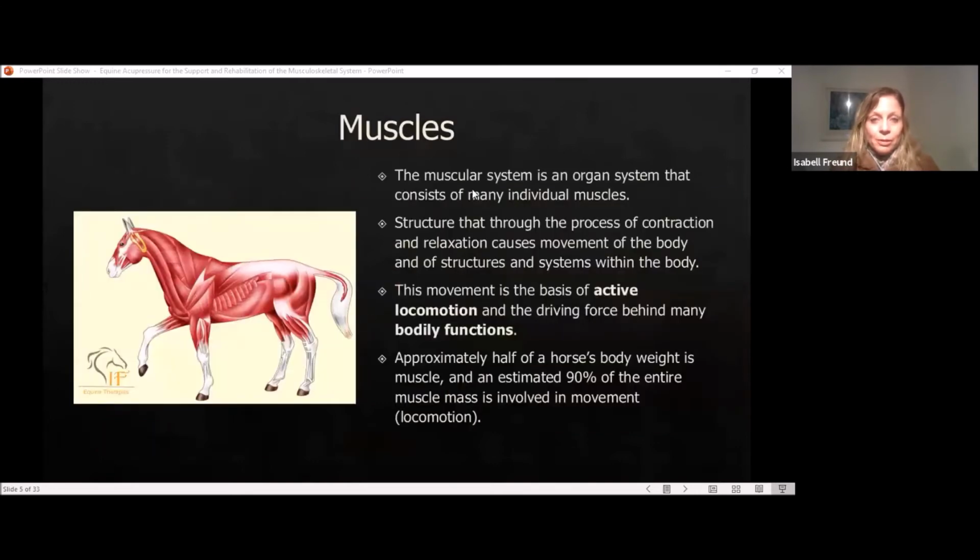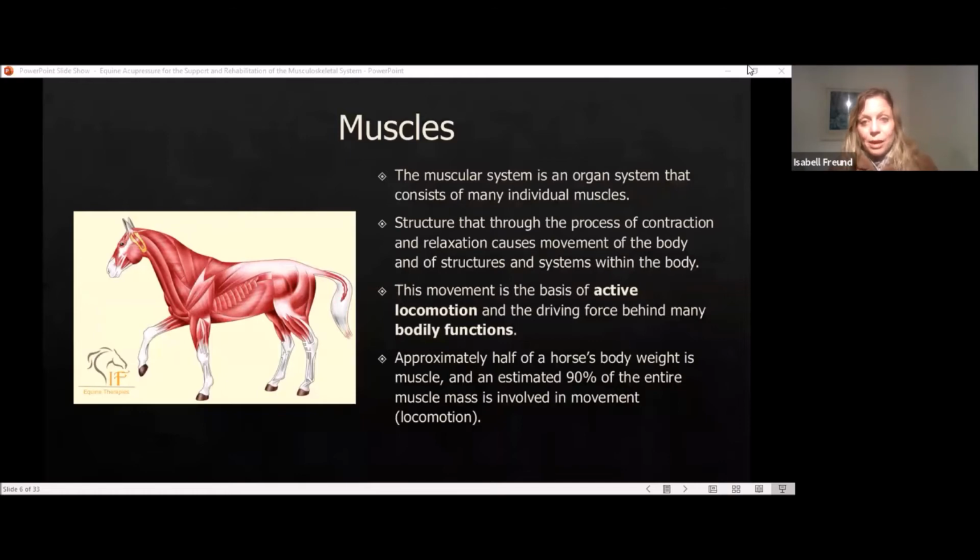So the muscles, oops, going back there. The muscular system is an organ system that consists mainly of individual muscles. Through the process of contraction and relaxation, it causes the movement of the body and of structures and systems within the body. It's the basis of active locomotion and the driving force behind many bodily functions. The proper working of muscles is basically a requirement for the movement of the horse and for activity. We know ourselves that the better our muscles are trained and built up, the easier certain movements are.